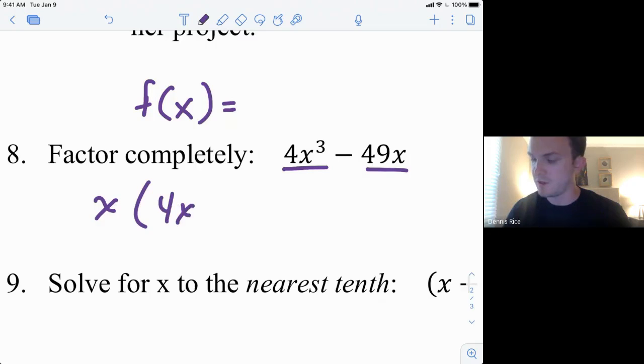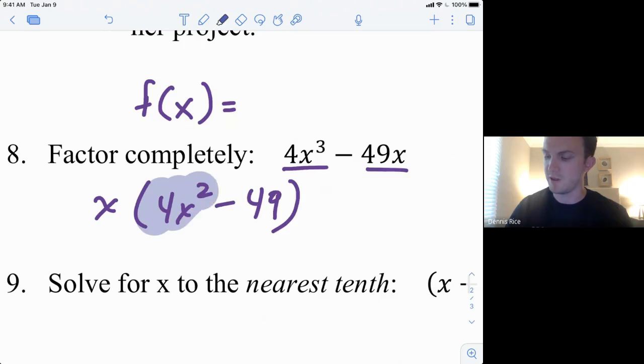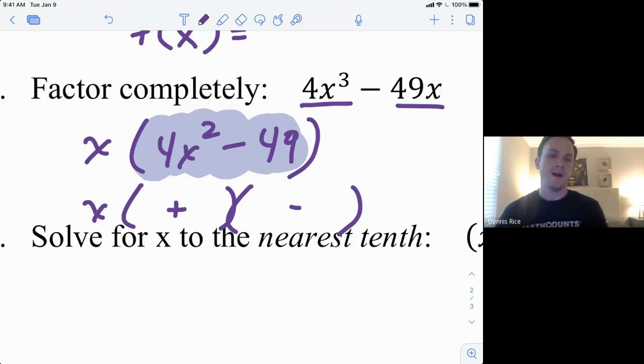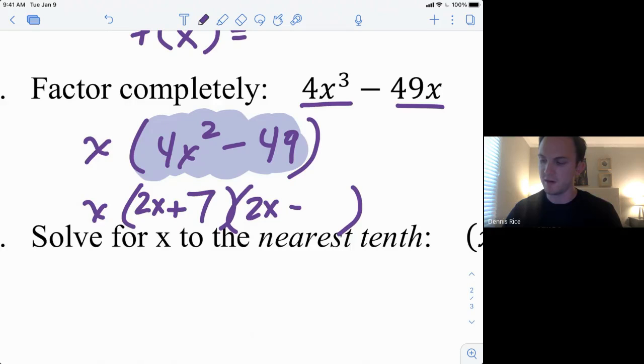Now, once you pull out a GCF, that opens up the doorway for something new because you have something new in the parentheses. So what is that something new here? Dots? Dots, yeah. So we're going to double bubble. I did this with 726 today, dots. We're going to take the square root. We put a plus and minus. Square root of 4x squared is 2x and 2x. Square root of 49 is 7 and 7.